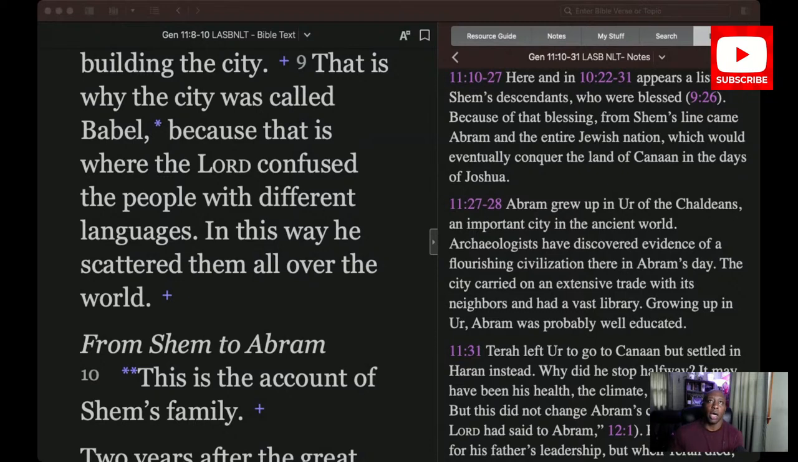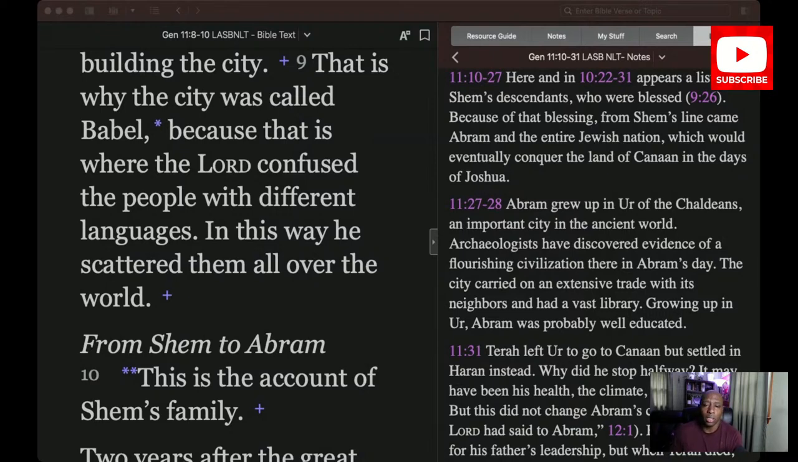So what we see here, guys, is now we're continuing with the judgment. This is Babylon, the Tower of Babel, and God's power being shown here. That is why the city was called Babel, because that is where the Lord confused the people with different languages. In this way, he scattered them all over the world. He scattered them. He scurried them away.